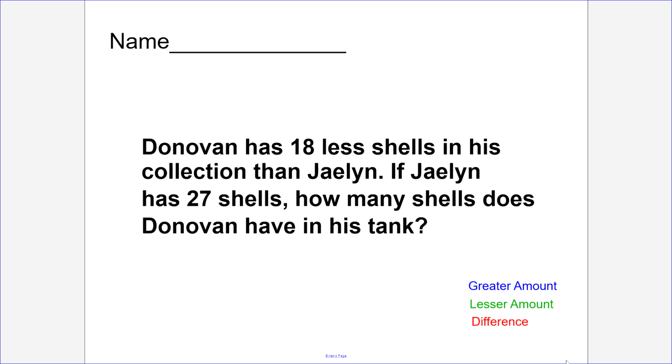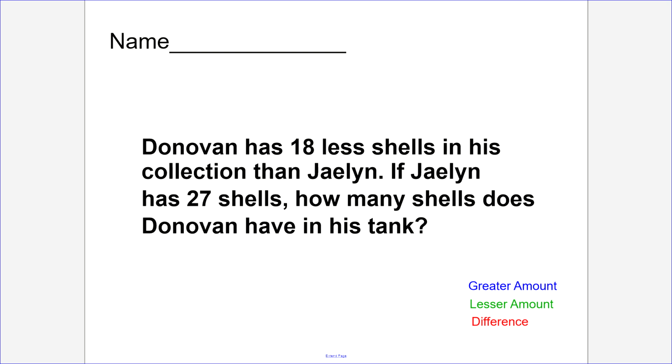The most important thing for you to look at when you're determining a greater amount, lesser amount, and difference in a story problem, 3rd grade, are those difference words. They're going to help you figure out which amount is greater and which amount is less. The difference words are like the key to the whole problem. I'm going to read this problem to you, and we're going to find the information that they give us and the question we're trying to solve.